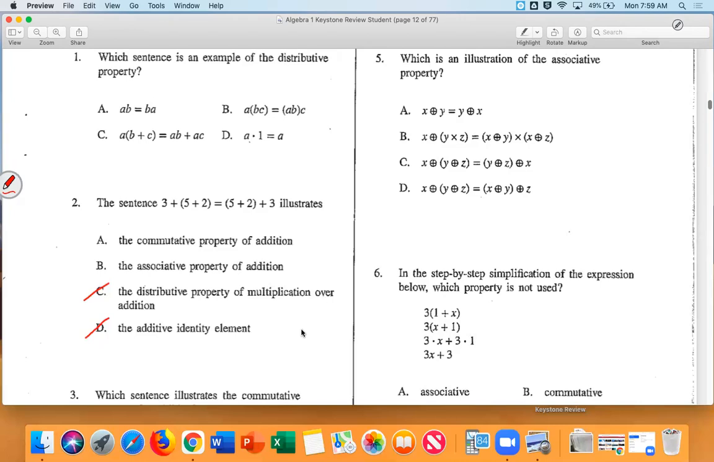So when I'm looking up here with number 2, notice my grouping's not changing. What numbers are still together? 5 and 2. Does everybody see that? So I didn't change my grouping. So my answer is A, commutative. And remember, commutative is talking about numbers switching back and forth. If I'm thinking about it this way, 5 plus 2 is 7. So is 3 plus 7 the same thing as 7 plus 3? And the answer to that is yes. All right, good question, good question.